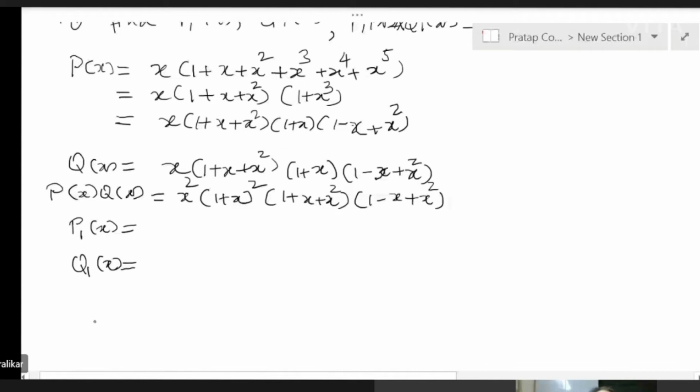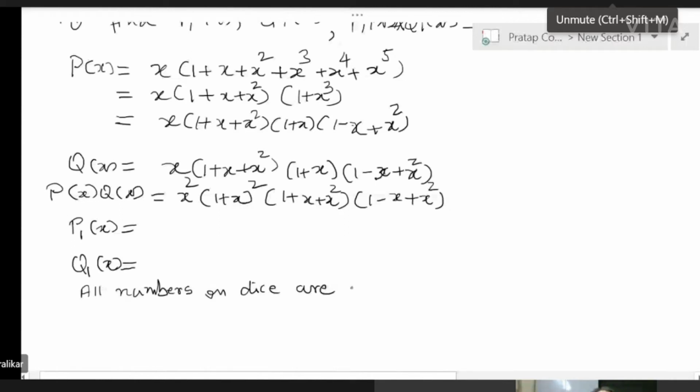How do we decide on P1x and Q1x? See, one fact is clear, that there should be 6 monomials in each polynomial. We require all numbers to be integers. All numbers on the dice are positive integers. This is what we require first.